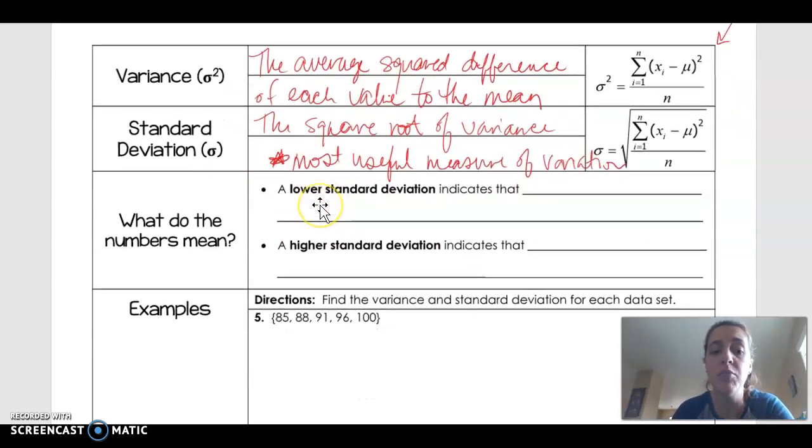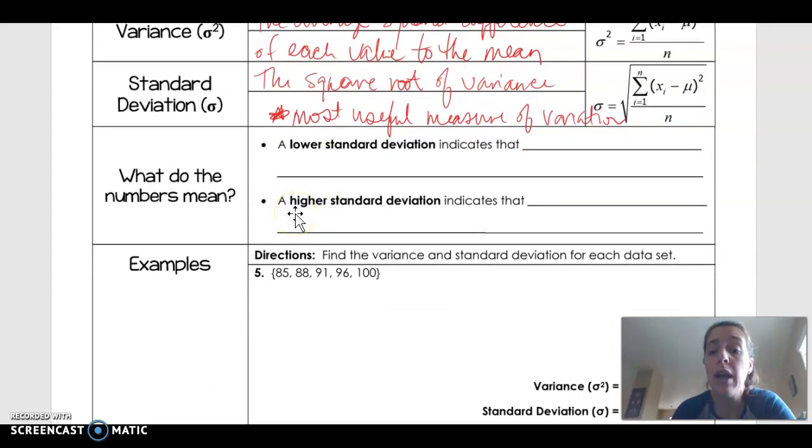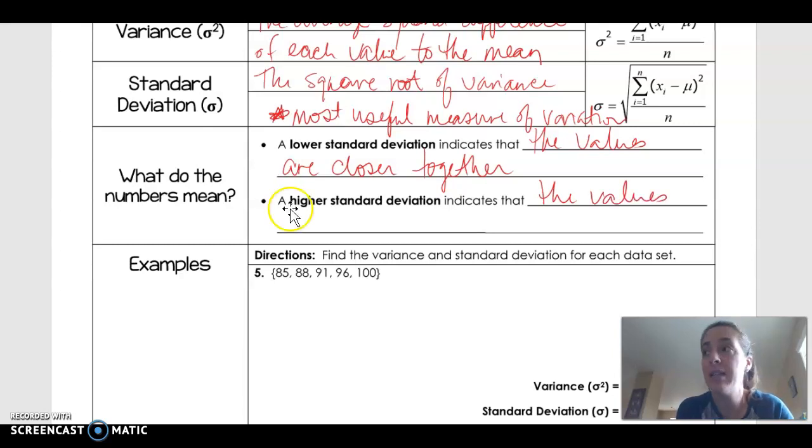So what the heck do these numbers mean, right? That's always the question: okay, great, but what does it mean though? If I have a lower standard deviation, a smaller number, that means my values in the data set are closer together. A higher standard deviation, if my numbers are bigger, means my values in the data set are more spread out, or farther apart from each other.